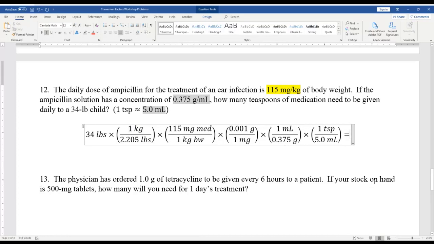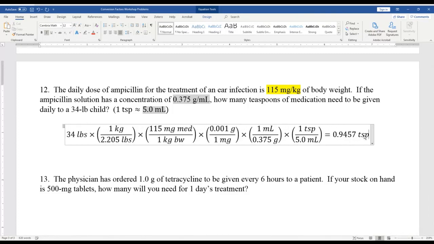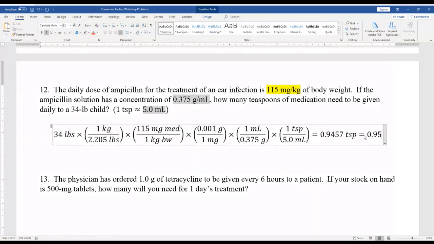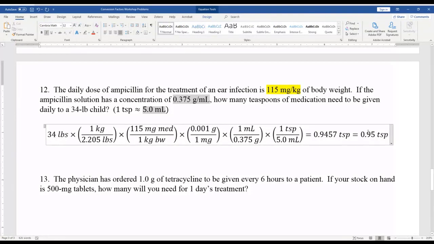Okay, cool. So what do we get for our actual dose when you calculate this? You get about 1 teaspoon. It ends up coming out as 0.9457, but if you have 0.9457, you can't really measure that many teaspoons out. With the appropriate number of significant figures, you'd say it's 0.95 teaspoons. But in all practicality, you're probably just going to measure a full teaspoon. Very good.